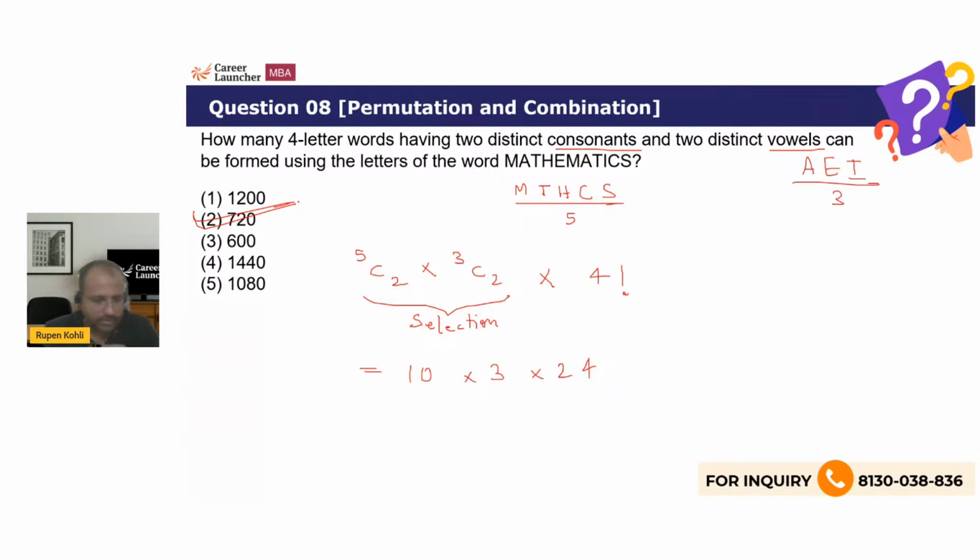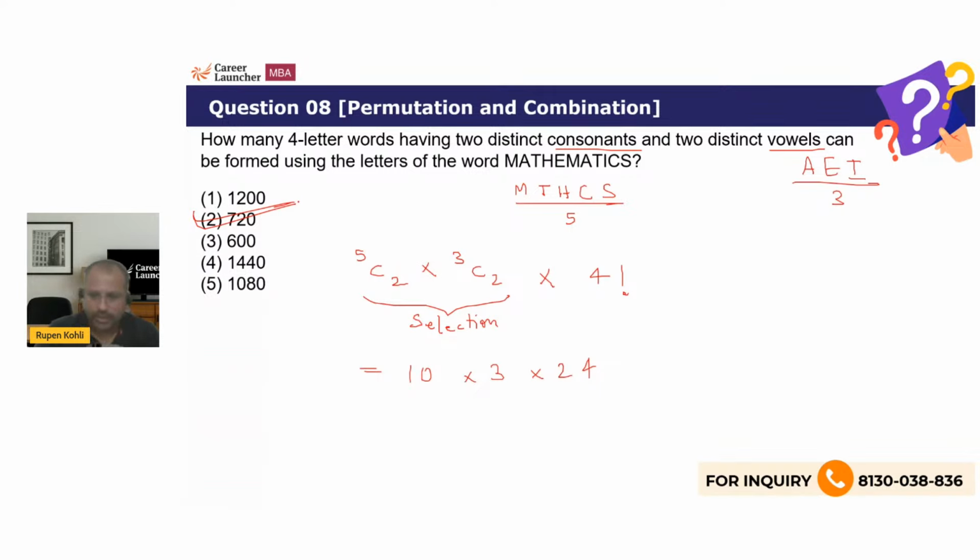Right? First select what you have to arrange and then arrange. It's a 2-step process. First select the 2 vowels, then select the 2 consonants, 5C2, 3C2, then arrange 4 objects, 4 factorial ways. All are distinct for sure because the question has said that. Keep them distinct. Don't repeat.